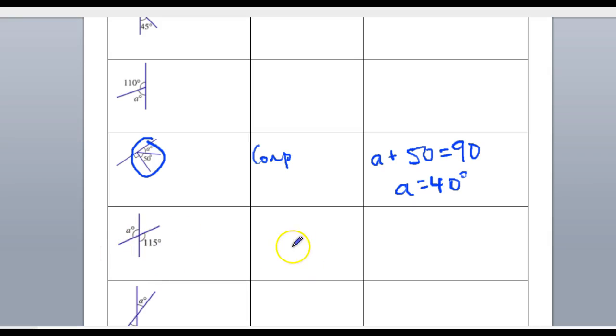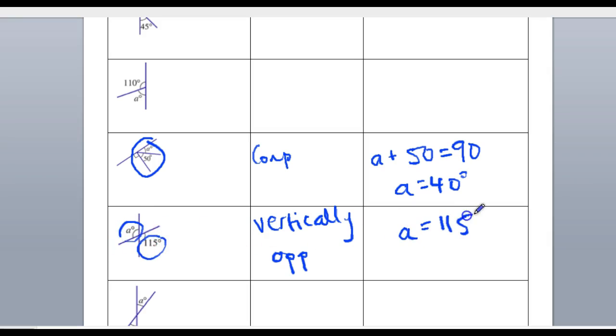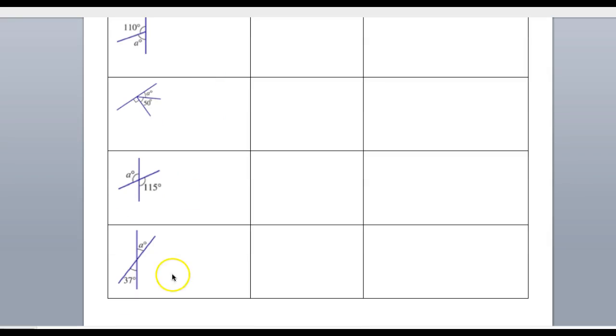This one is our first example of vertically opposite. Okay, so this angle here is actually the same as this angle. So A is equal to 115 degrees. Okay, the next one there is also vertically opposite. Okay, so the next example is our first one that is a revolution.